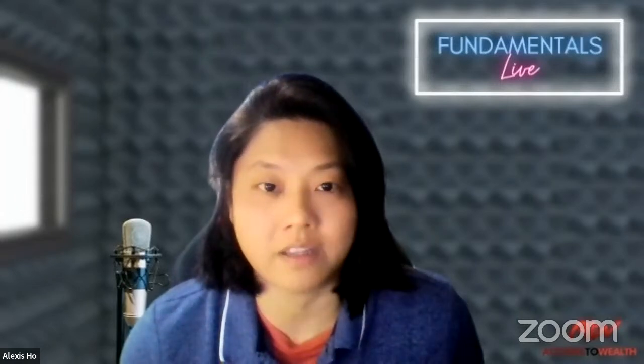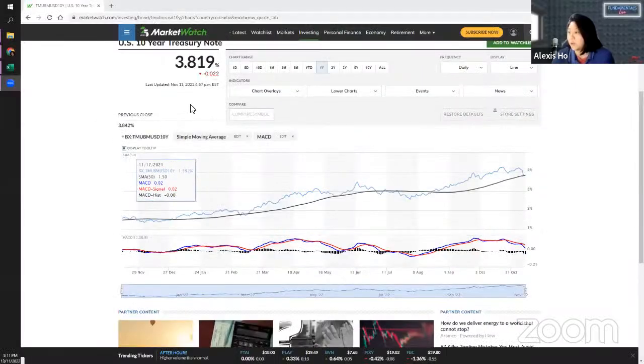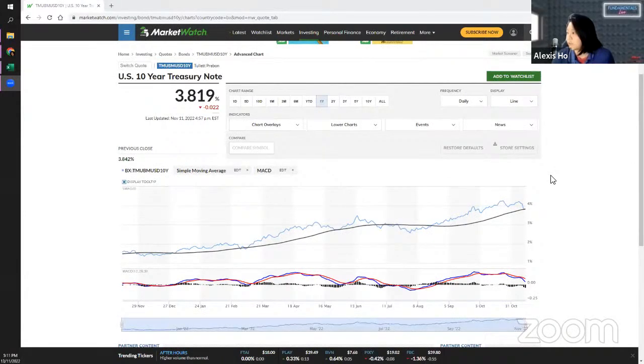I think the past couple of weeks, we have been talking about the interest rate, the bond yield curve. So we're going to look a little bit at the bond yield curve. This is on MarketWatch. We're looking at the 10-year Treasury note.